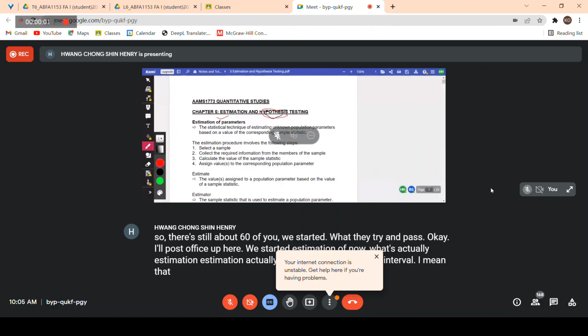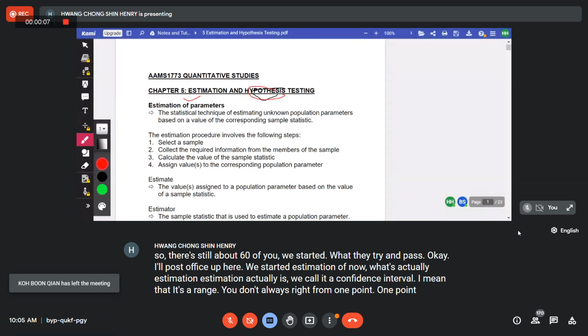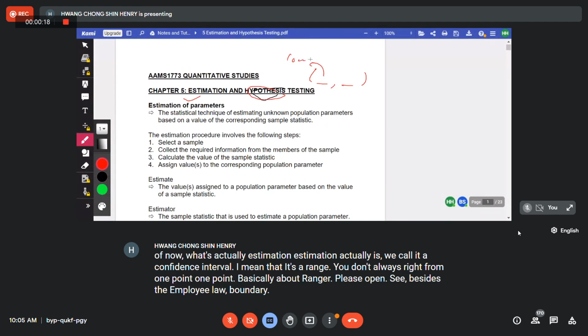Meaning that it's a range. You all know what it's called, range, right? From one point to one point. Basically, when we talk about range, we use a bracket form. See, this one we call the lower boundary. This is called the upper boundary.